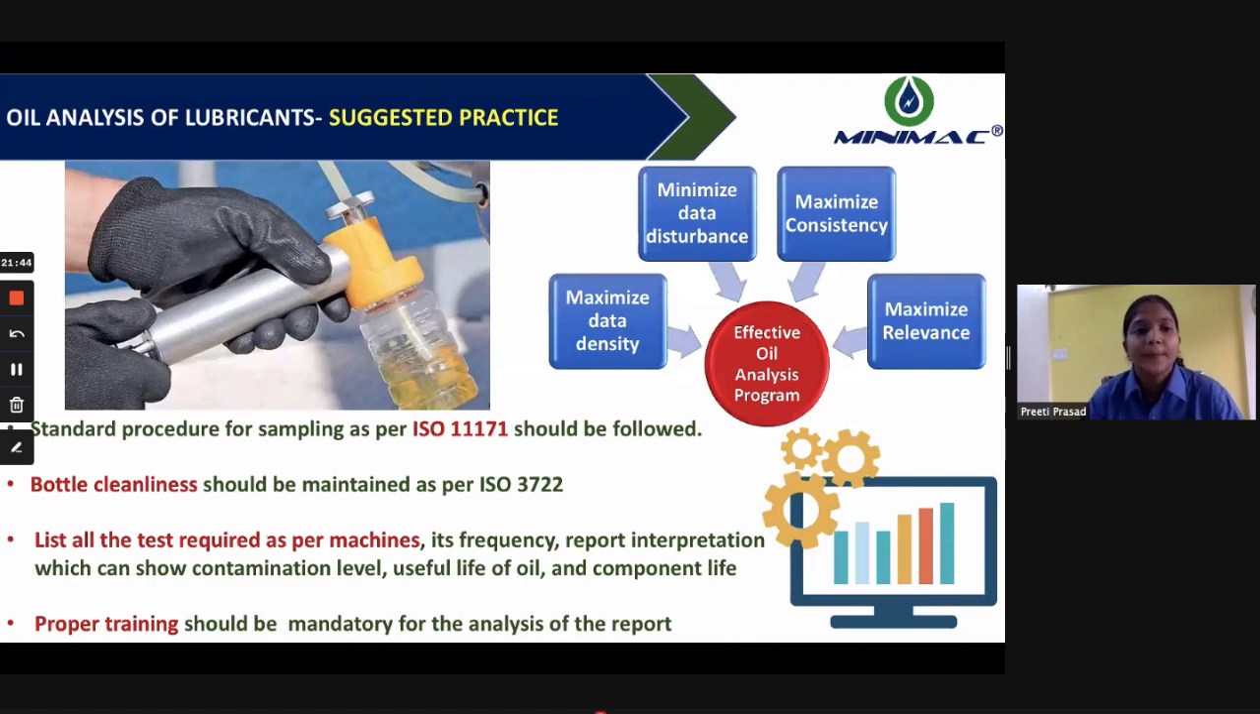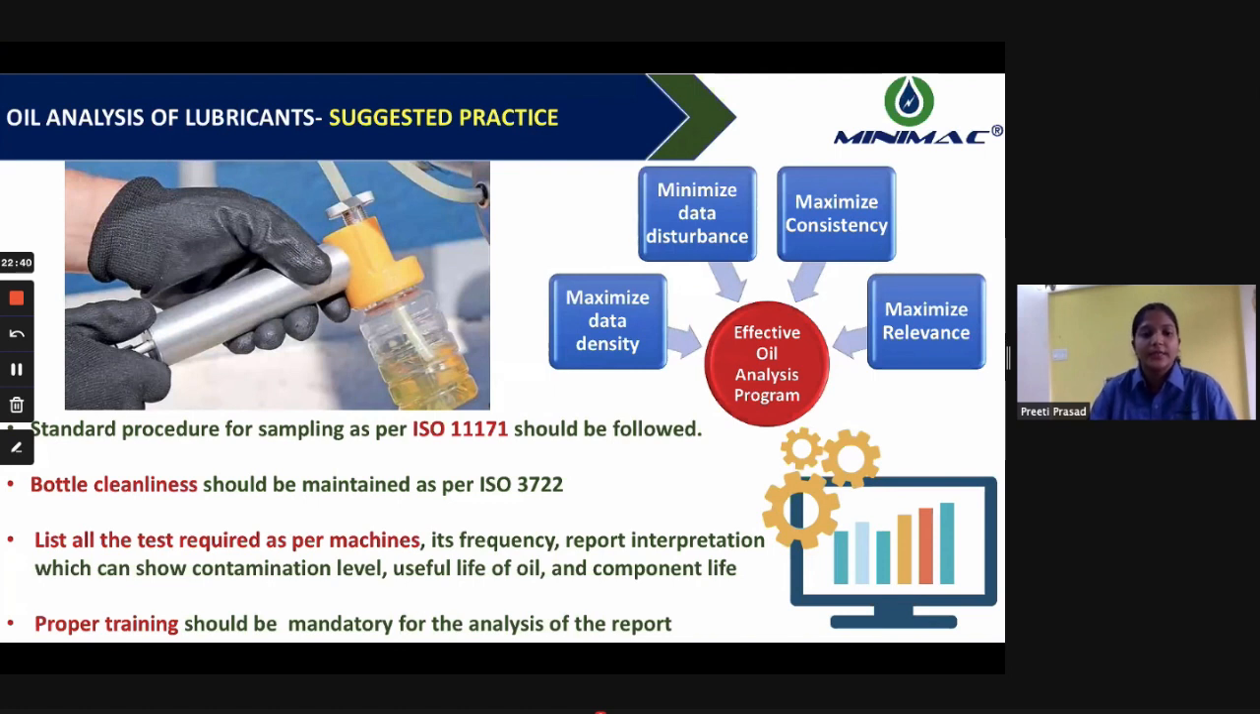And what we suggest is the standard procedure for oil analysis sampling as per ISO 3171, which says a good representative sample should be taken downstream of the lines at the elbow, and the 4M should be followed: maximize data density, minimize data disturbance, maximize consistency, maximize relevance. This means the samples should be taken at the right position and location, and the analysis should be done with proper training. And the report interpretation should not just be piled up, it should be reflected in your further actions. This is related to sample taking.